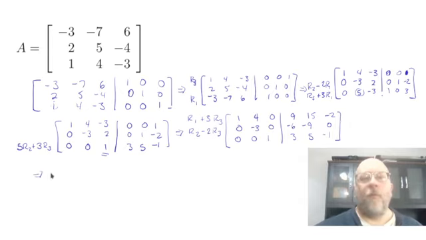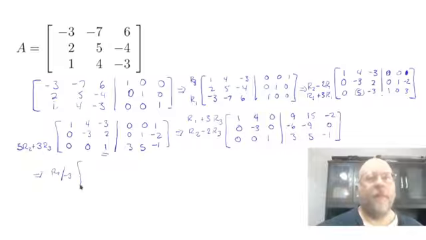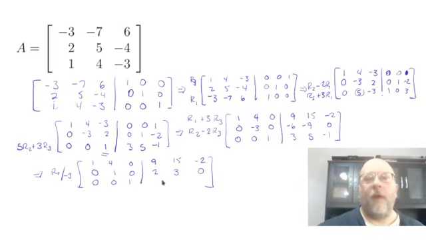We're going to divide row 2 by negative 3. And that's going to get us 1, 4, 0, 9, 15, negative 2, 0, 1, 0, 2, 3, 0, 0, 0, 1, 3, 5, negative 1. And finally, we have to get rid of this 4. So let's do that.